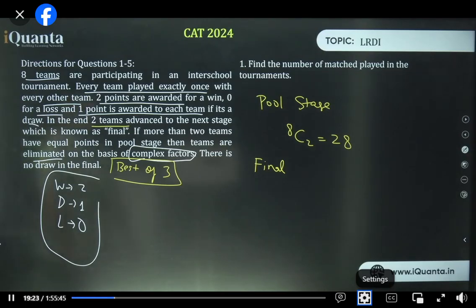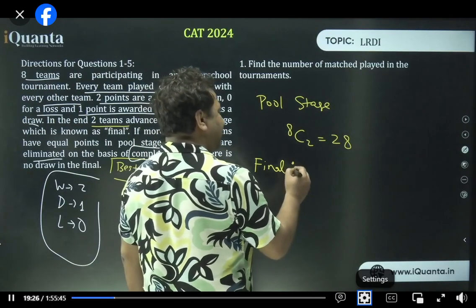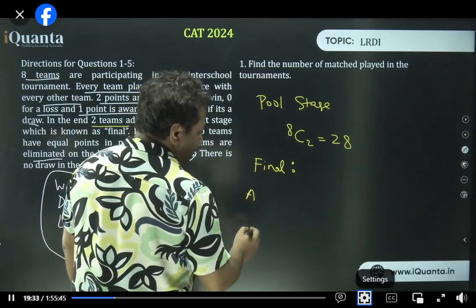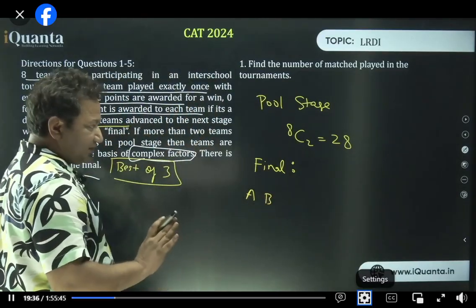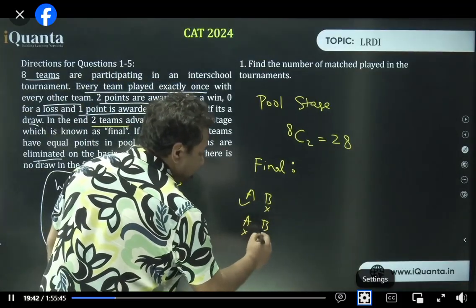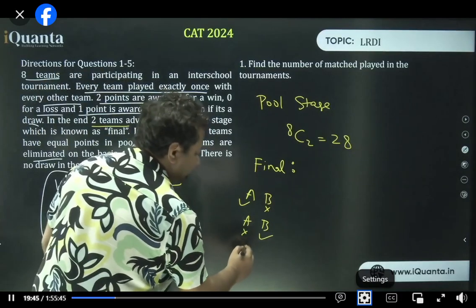Right. So 28 is for sure. In the final, what can happen? Let's say two teams are A and B, which reach the final. There's a possibility that A and B play against each other, and A wins, B loses. In the second match, A loses, B wins. Then there'll be a third match, in which one of them will be the winner.